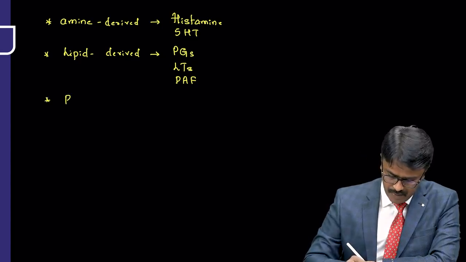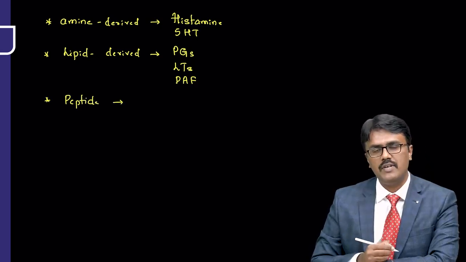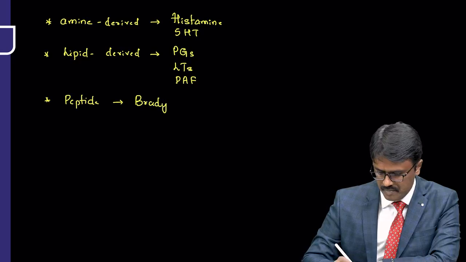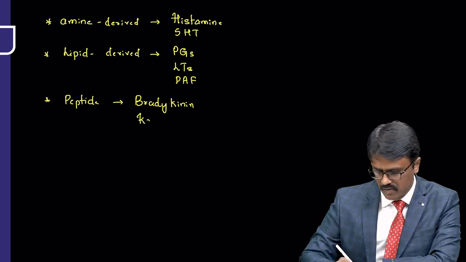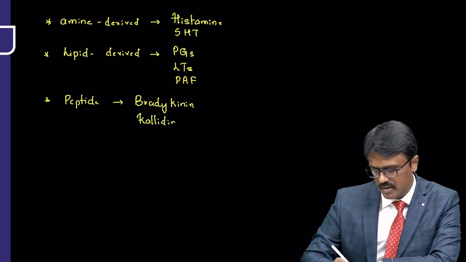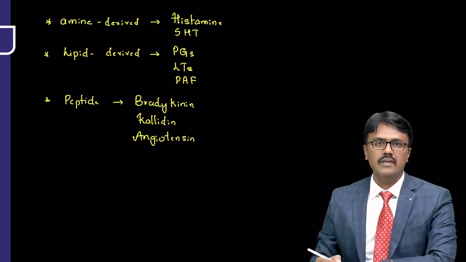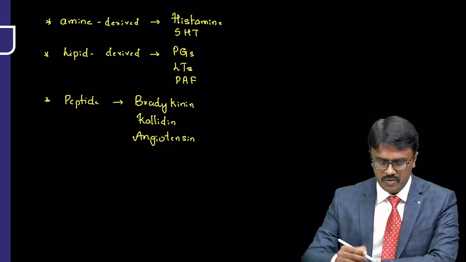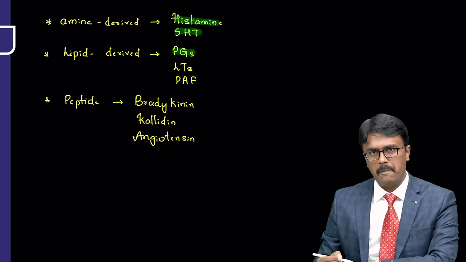Number three, we have peptides. What are the peptides we have? The peptides we have are bradykinin, and we have one more called kallidin and one more, angiotensin. Even interleukins and cytokines come under autocoids, but in the future videos we will mainly concentrate on histamine, serotonin, and prostaglandin.